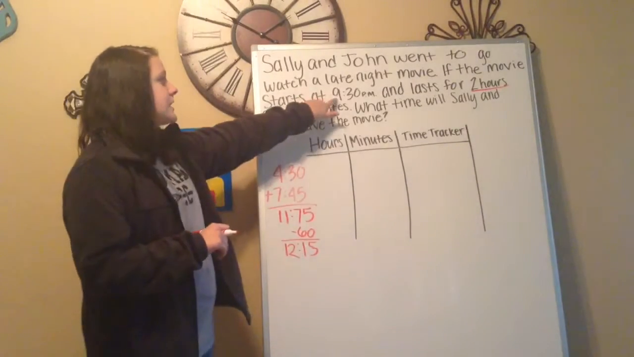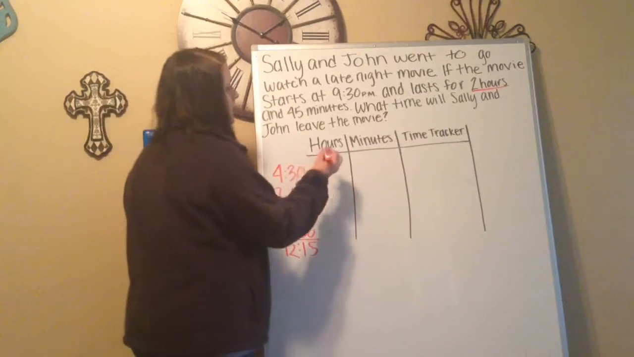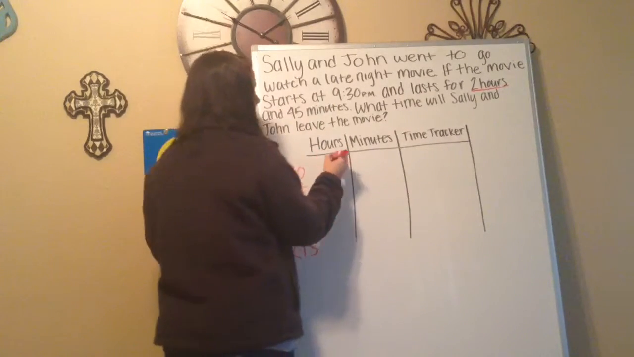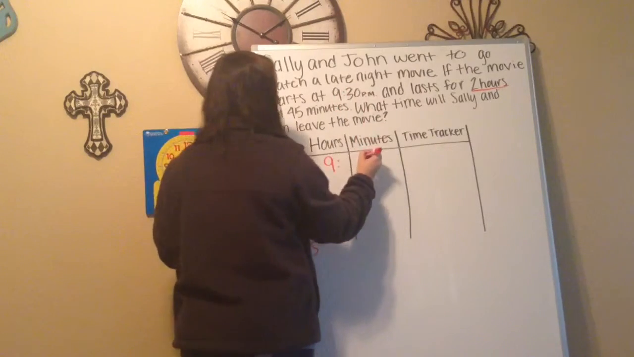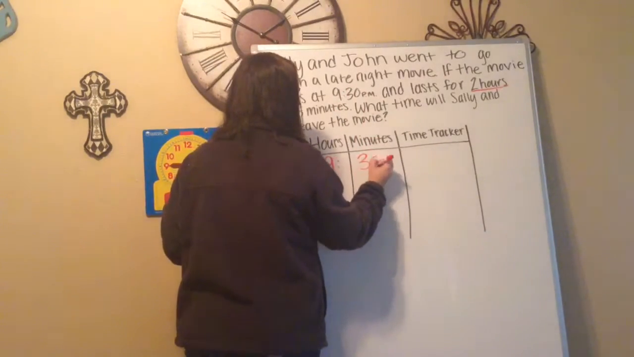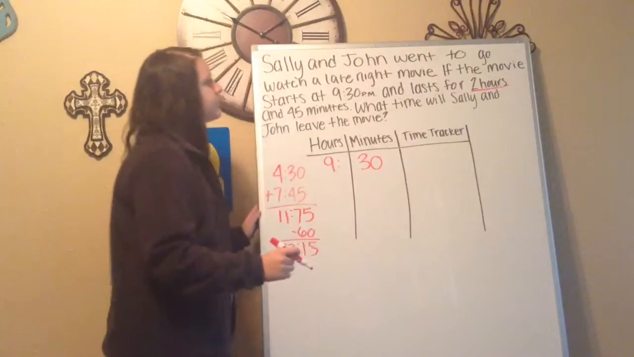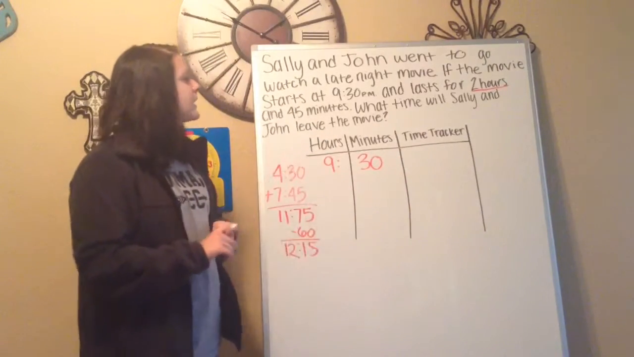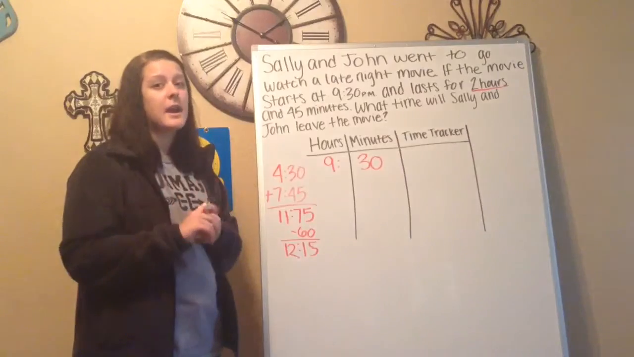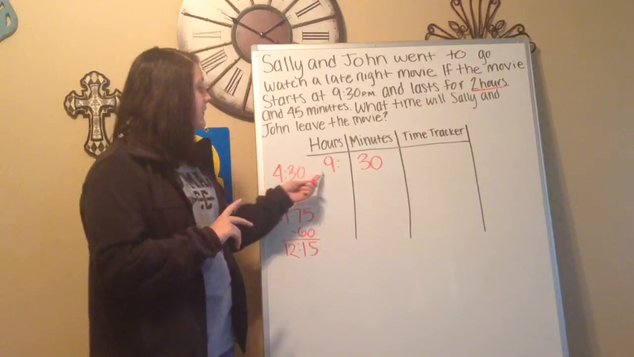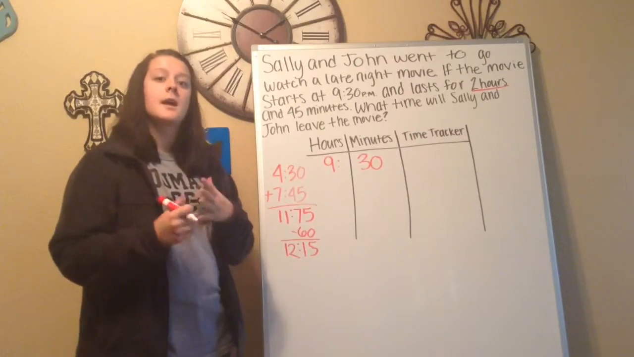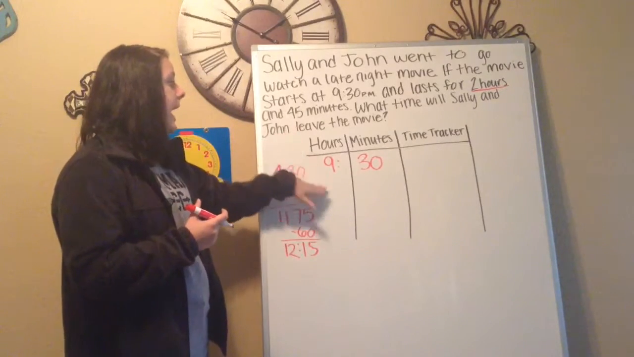So we know their start time is 9:30 p.m., so we'll put the 9 in the hours. And we know 30 minutes, so we'll put that in the 30 minutes column. And so we're trying to figure out how long or when they're going to get out of the movie. So it's going to take 2 hours and 45 minutes. So the first thing we need to do in this problem is get to the closest hour.